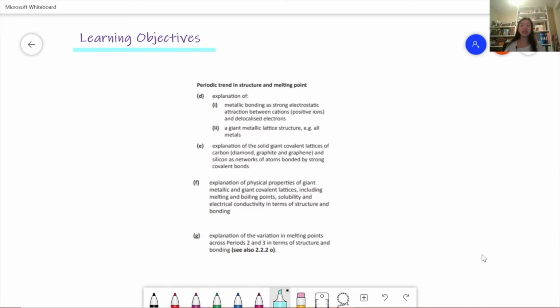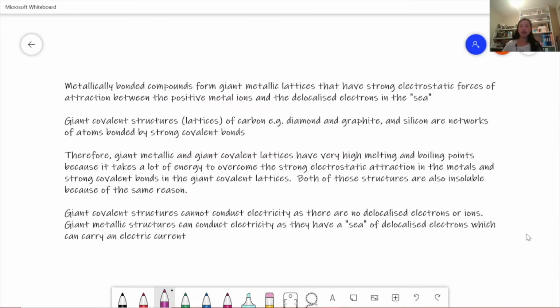We're also going to explain solid giant covalent lattices of carbon and silicon as networks of atoms bonded by strong covalent bonds. And then we're going to go on to explain physical properties of giant metallic and giant covalent lattices, including melting and boiling points, solubility, and electrical conductivity in terms of structure and bonding. Lastly, we're going to explain the variation in melting points across periods 2 and 3 in terms of structure and bonding.